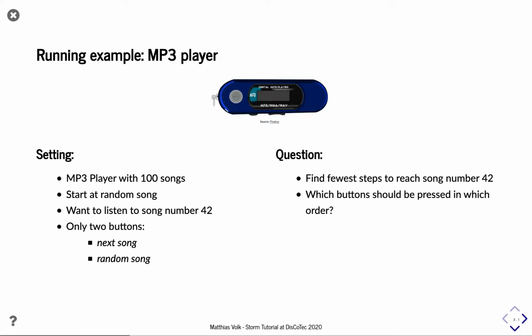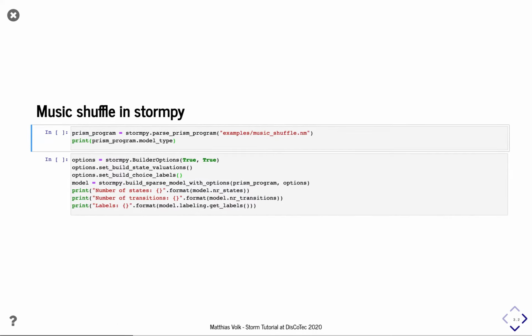And now our question is, we want to find our song number 42 with the fewest amount of steps necessary, so the fewest button presses. And the question is, what is the expected number of button presses we need to do to reach our song? And more importantly, which buttons should we actually press in which order? And we use probabilistic model checking to try to solve this problem.